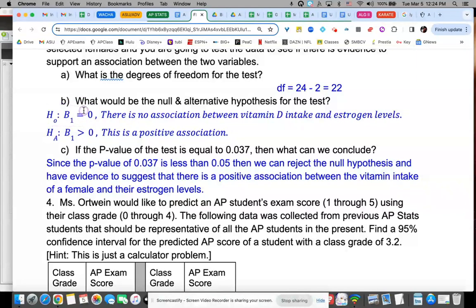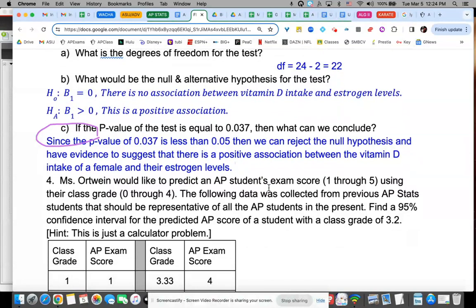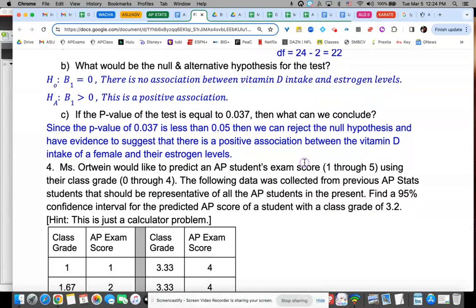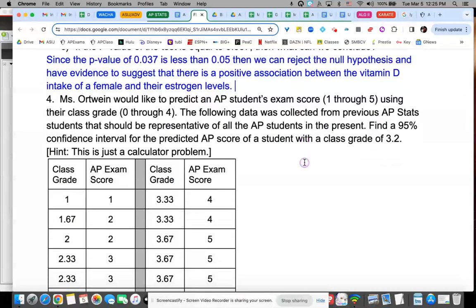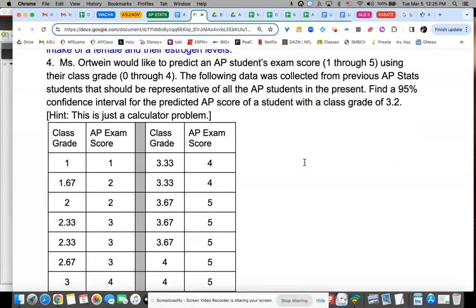In this case, we rejected it and say we do have evidence to support the alternative, which is that the increase in vitamin D intake will change the estrogen levels, right? We'll have an increase in estrogen levels. All right, so we do have an association between those two variables. The slope is not 0, right? At least that's what our evidence says.